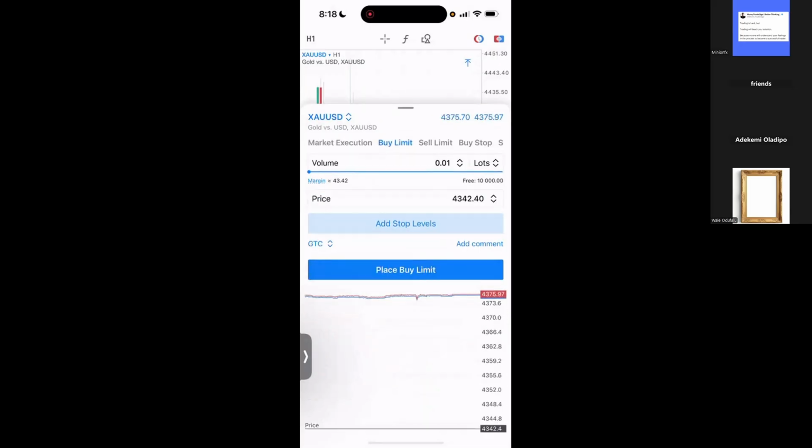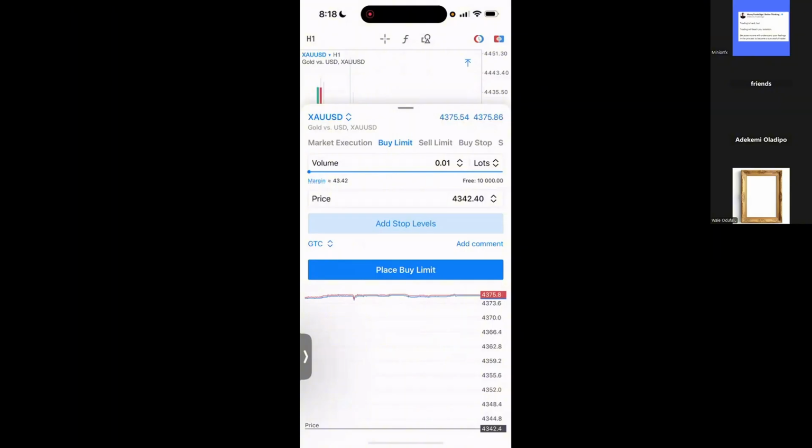Let me explain what the buy limit is. If you are setting a buy limit, you are telling the market that you want to buy below the current price. A buy limit is an order that is set below the current price. So you're waiting for price to drop to a particular price below, then it will activate you for a buy. Remember, a buy limit is an order that you set below the market price.